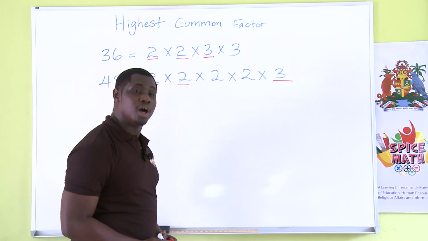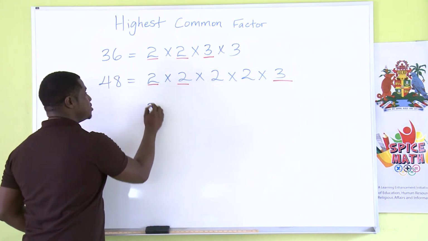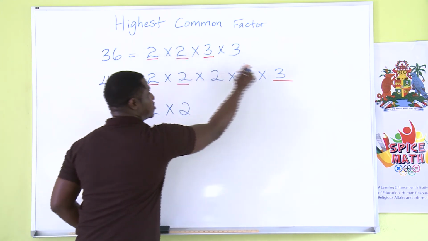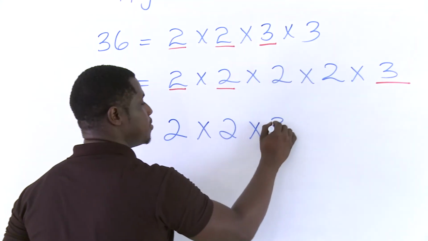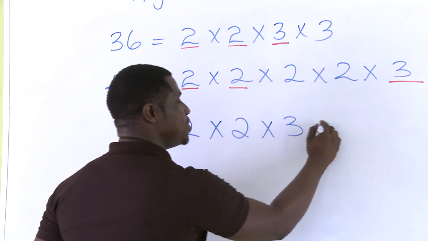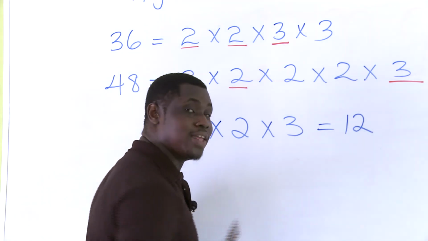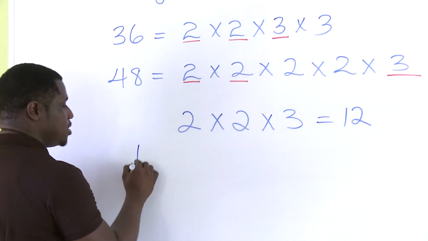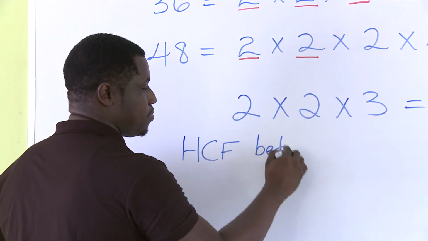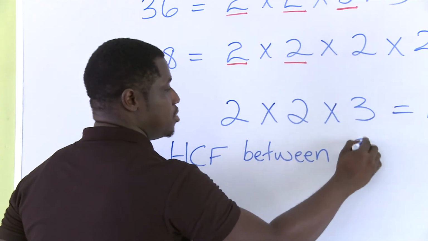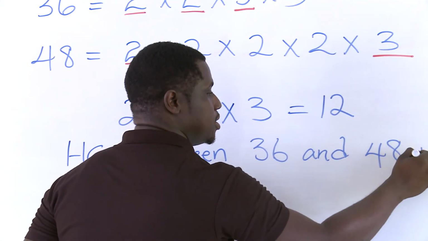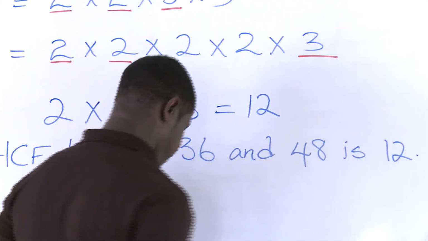So to identify my highest common factor, all I have to do is multiply these common prime factors. So the highest common factor will be found by multiplying 2 by 2 by the other common prime factor, 3. And 2 times 2 gives me 4. 4 times 3 gives me 12. So at this point, we can also conclude that the HCF between 36 and 48 is 12.